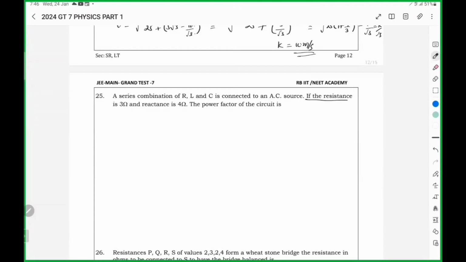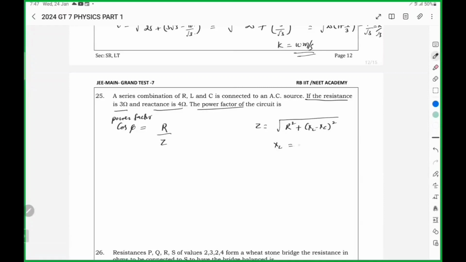Here, the resistance is 3 ohms, reactance, the power factor. So power factor we calculate as cos phi, which is R by Z. Here Z is impedance, the square root of R square plus (XL minus XC) whole square.